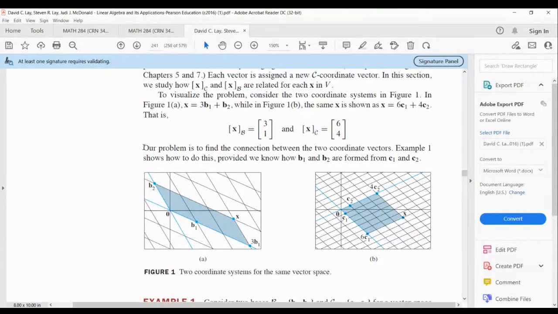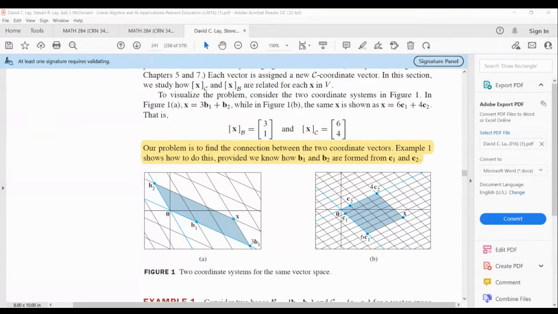Okay, so now, you've seen coordinate vectors relative to bases before. You saw that in section 4.4. But the new thing in section 4.7 is that we want to have a connection between the two coordinate vectors.